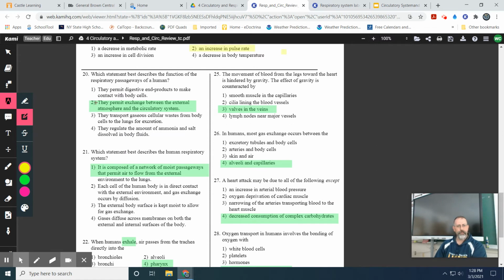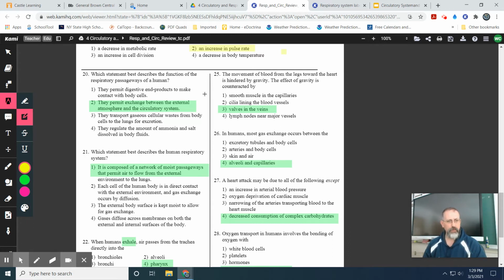20. Which statement best describes the function of the respiratory passages of a human? They permit exchange between the external atmosphere and the circulatory system. The respiratory system is that bridge, that pathway between the air on the outside and your blood on the inside. Some creatures, like frogs and different amphibians, actually exchange gases through their skin. That's why they have to have a moist, slimy skin. We are not those things. We're dry on the outside. All of our exchange happens in the moist passageways of our lungs.